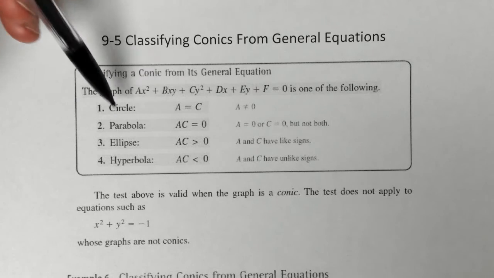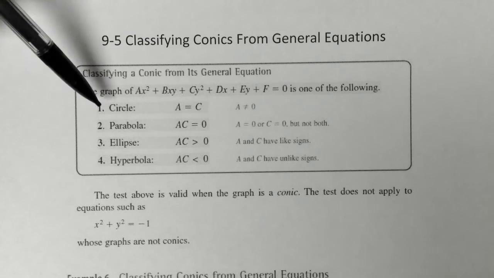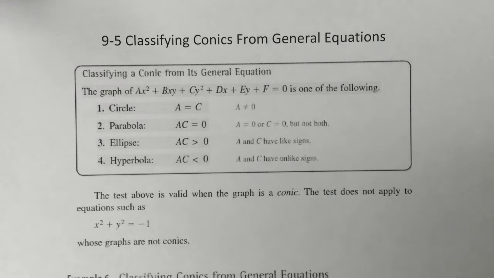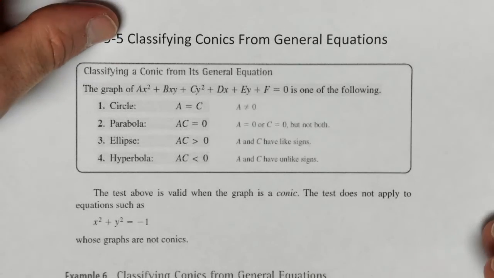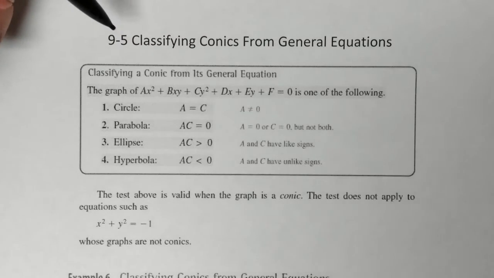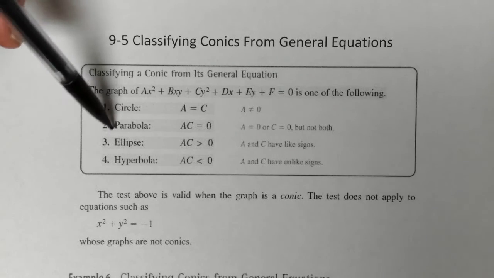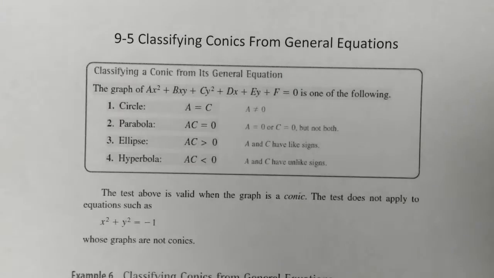So just by looking at the general form of the equation, you can determine what type of conic section you have. This will be helpful in the next section when we are given an equation and we have to put it in the correct form and determine different characteristics about the conic. Well, it first helps to know what type of conic it is, and this is how we do it.